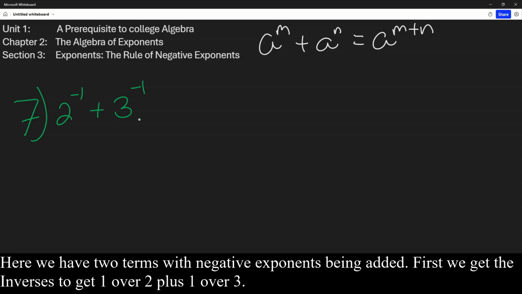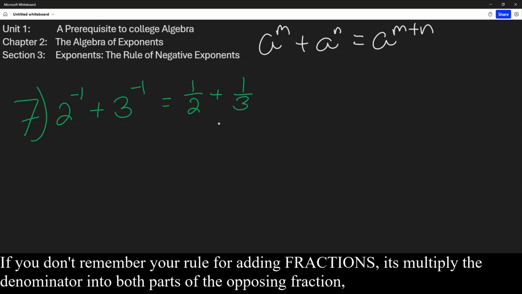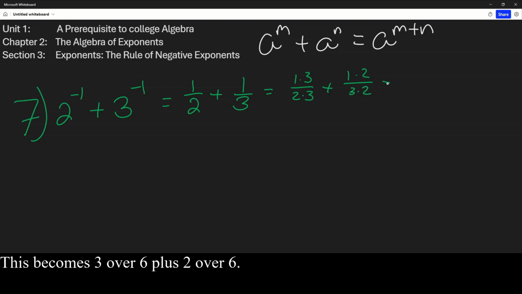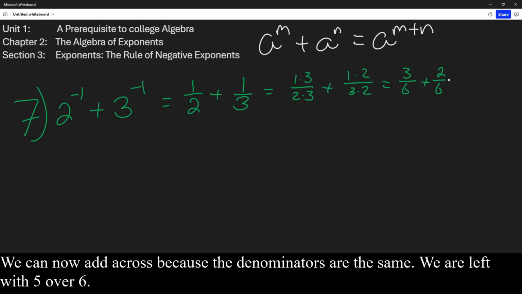Number 7, 2 to the negative 1 plus 3 to the negative 1. Here we have two terms with negative exponents being added. First, we get the inverses to get 1 over 2 plus 1 over 3. If you don't remember your rule for adding fractions, it's multiply the denominators into both parts of the opposing fraction. So this becomes 1 times 3 over 2 times 3 plus 1 times 2 over 3 times 2. This becomes 3 over 6 plus 2 over 6. We can now add across because the denominators are the same. We are left with 5 over 6.